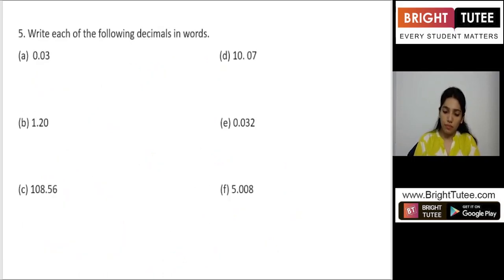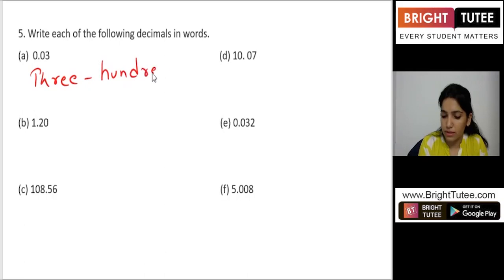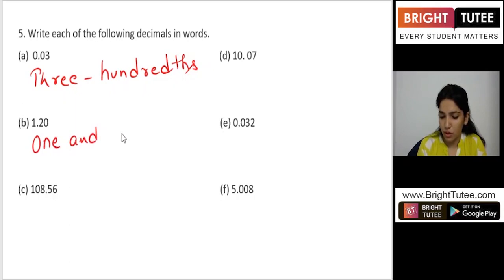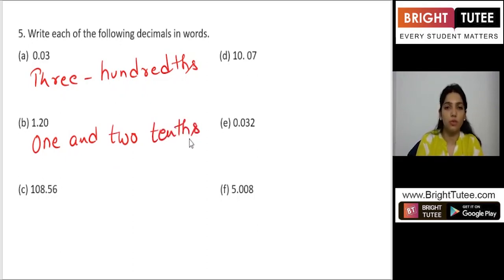Moving ahead, we need to write each of the following decimals in words. Okay, so the first one is 0.03. So either you write it 0.03, or you write it as 3 hundredths. So let us write it as 3 hundredths. Clear? Now the next one is 1.20. So we can write it either as 1.20, or as 1 and 2 tenths, because we are writing in words. So it's 2 at the tenths place. We have got nothing at the hundredths place. It's just a 0. We don't need to write it.